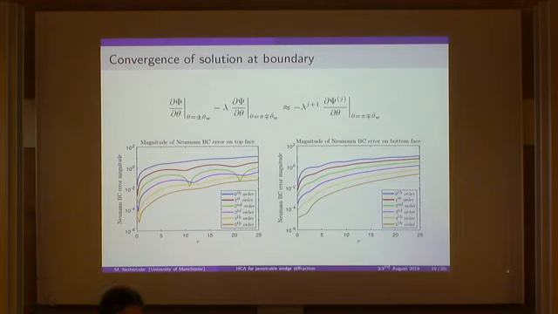The left plot being the top face, and the right one being the bottom face. Again, you can see here that as you increase the order, the error of the interface conditions is converging to 0.